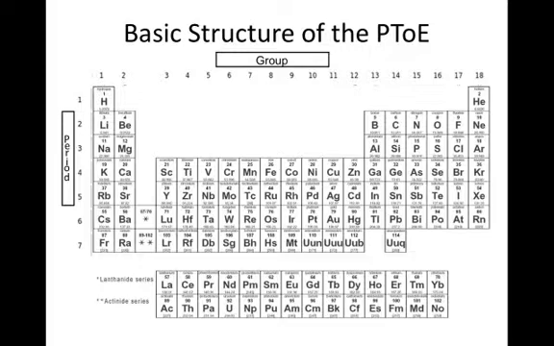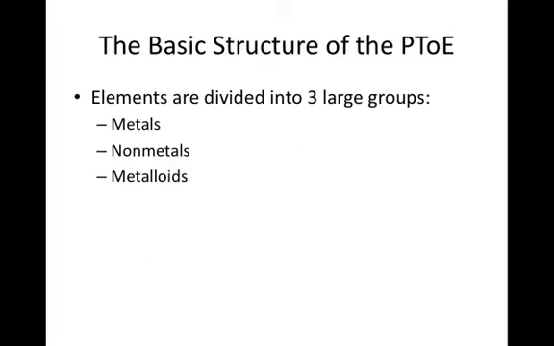The columns are called groups. The periods are the rows across. And so hydrogen and helium make up period 1, whereas lithium, beryllium, boron, carbon, nitrogen, oxygen, fluorine, and neon, they make up period 2, and so on and so forth. So that's the first basic structure of the periodic table.